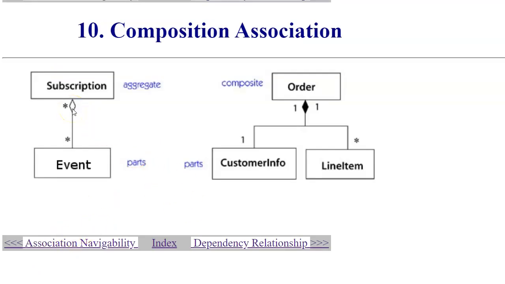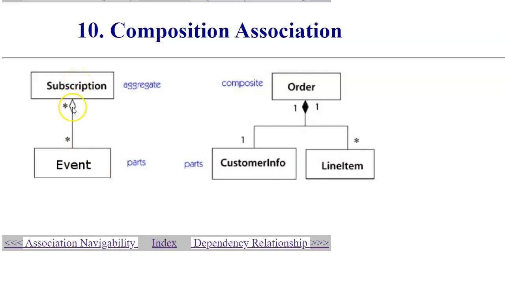Now the rhombus, as you can see, can be empty or filled, and that creates a difference between the aggregation association and composition association. So what is the difference between aggregation and composition? In aggregation, as we said, the object requires the presence of other objects to be fully operational. For instance, a subscription cannot exist without an event. An event has to be in place in order for the subscription to be fully functional.